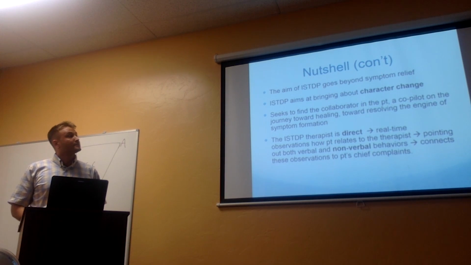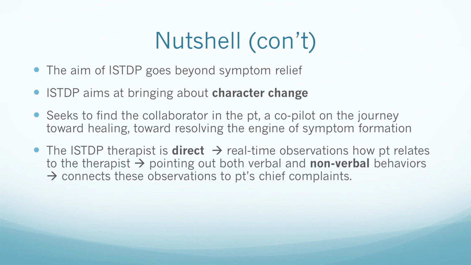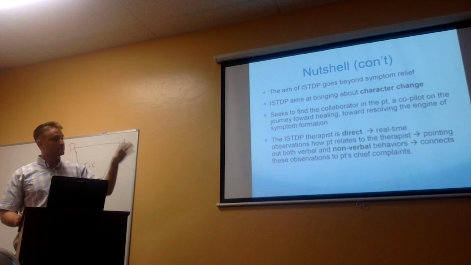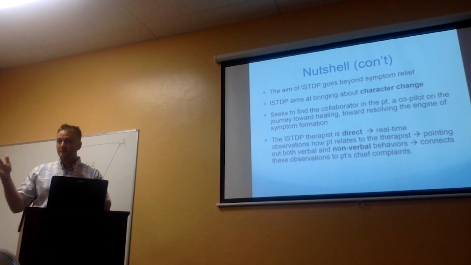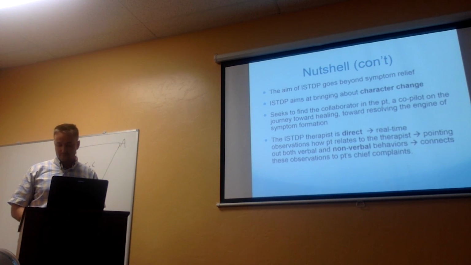Okay. So this model, the aim goes beyond symptom relief. It really aims to affect character change. It seeks to find the collaborator or the co-pilot, if you will, in the patient and really try to get at the very engine of symptom formation. The therapist is very direct about real-time observations about how the patient relates to the therapist and to herself, and the therapist tends to be quite active in identifying both verbal and nonverbal behaviors, and connects these to the patient's chief complaints and their goals.